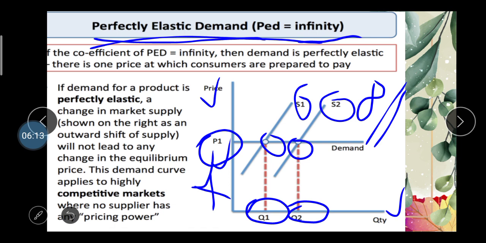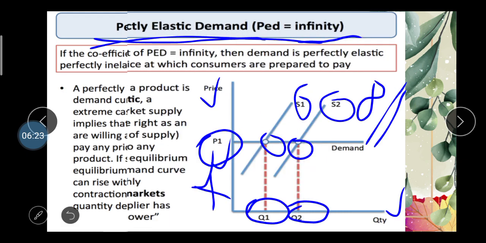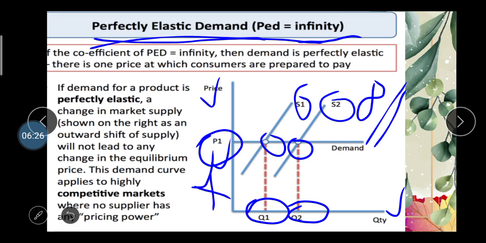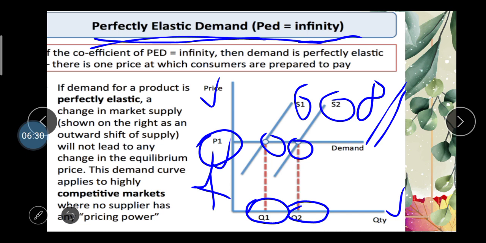Okay, then the next one is perfectly inelastic demand. Perfectly inelastic demand means what? In perfectly elastic demand, as we saw last time, the demand curve is parallel to the x-axis. So our PED, the elasticity, is considered as infinity.